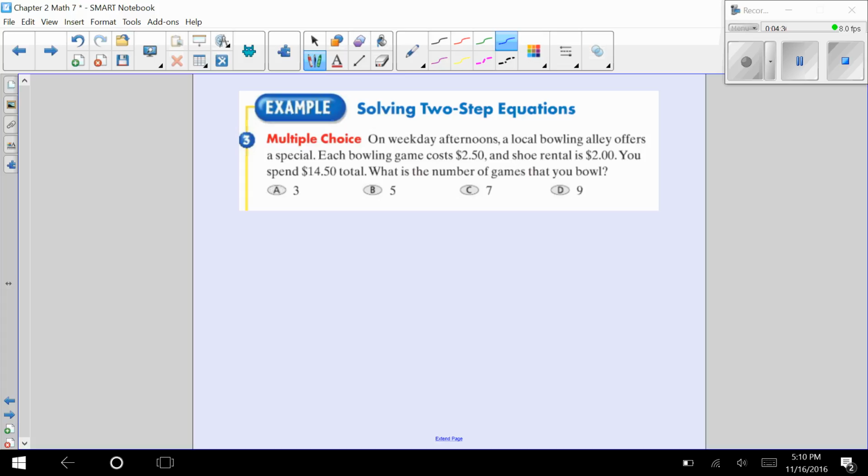So we only have to pay for shoes once. So if each bowling game is $2.50, do I know how many bowling games I bowled? No, I don't. So there's my x. $2.50 per bowling game, so that's a multiplication. Shoe rental is $2, so we also have to pay for $2. And our total, that's our equals, is $14.50. Now we have a two-step equation.